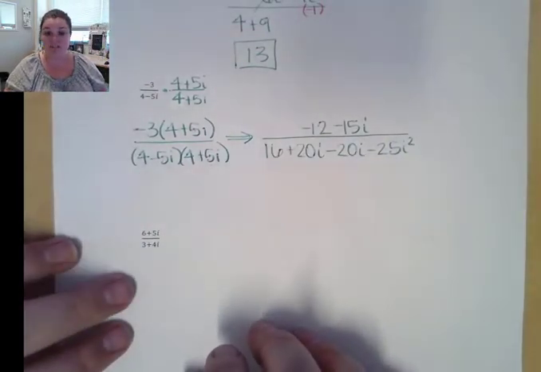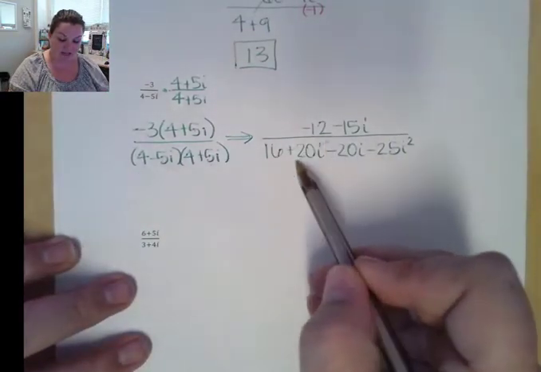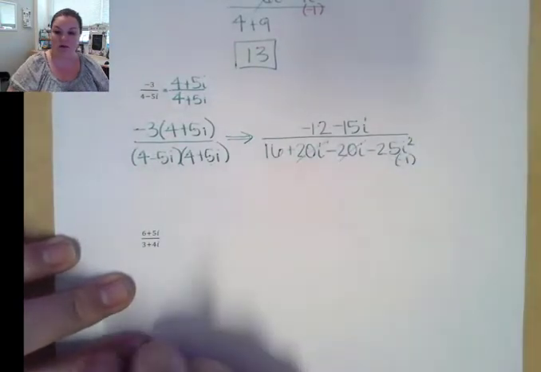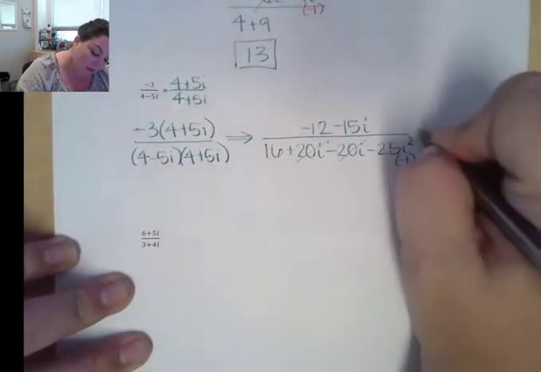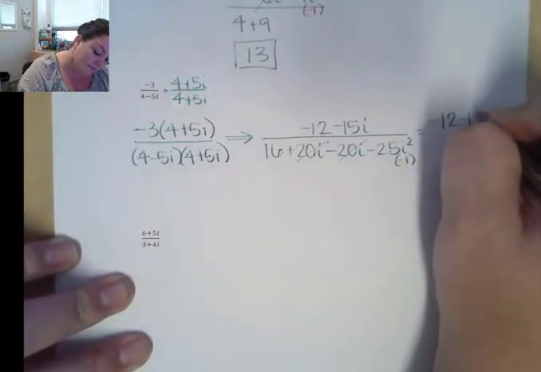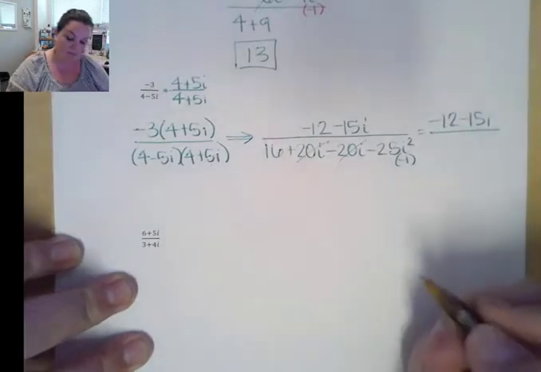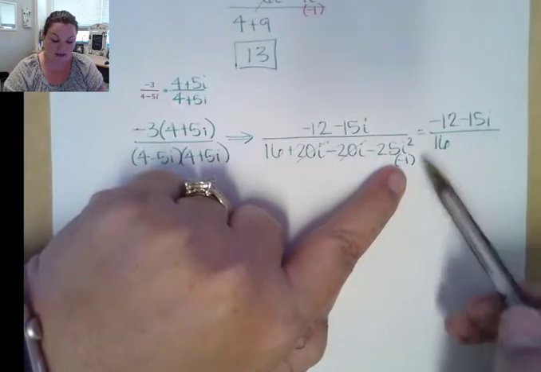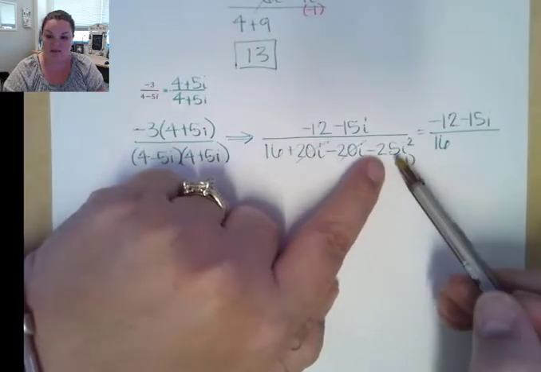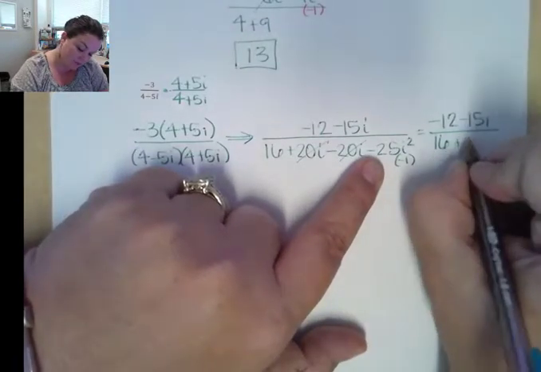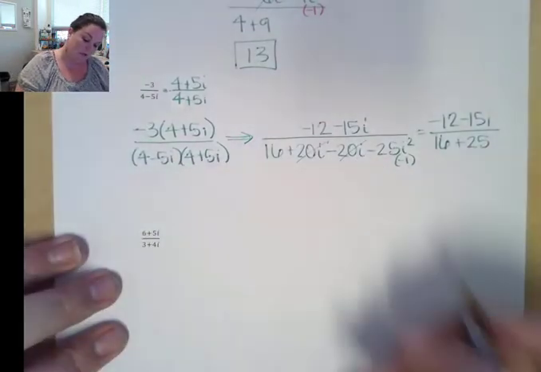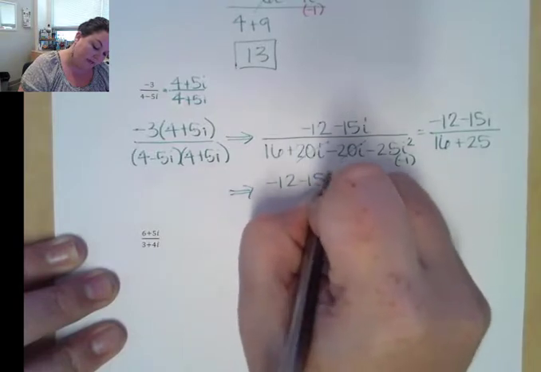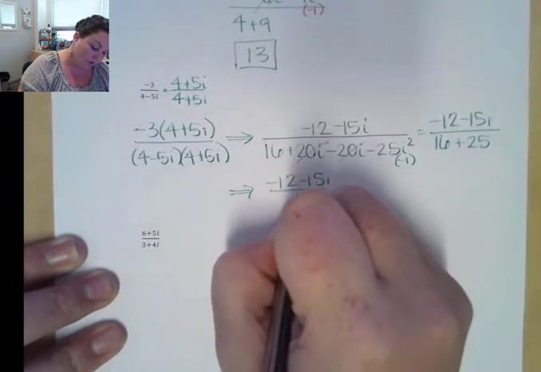Okay, so just like we expected, our i terms are going to cancel out here, right? And then this, remember, becomes a -1. So that means on top we have -12 minus 15i. On bottom we have the 16. And then when we turn this i squared into a -1, -1 times the -25 becomes a +25. So we end up with -12 minus 15i all over 41.